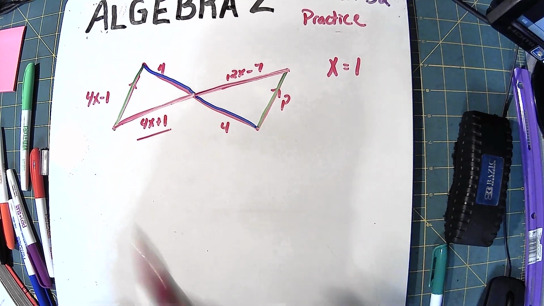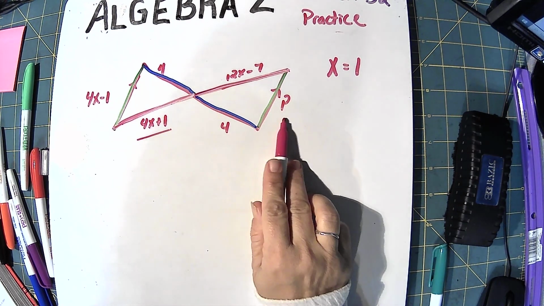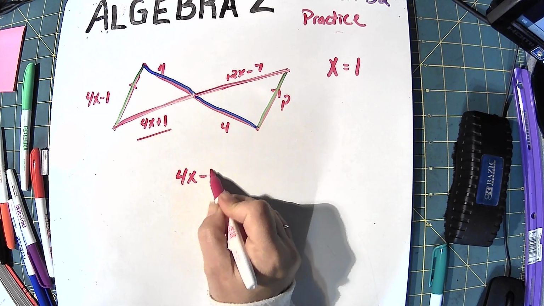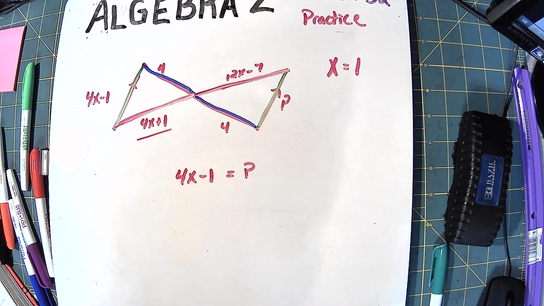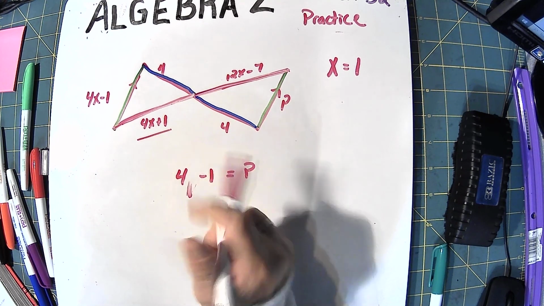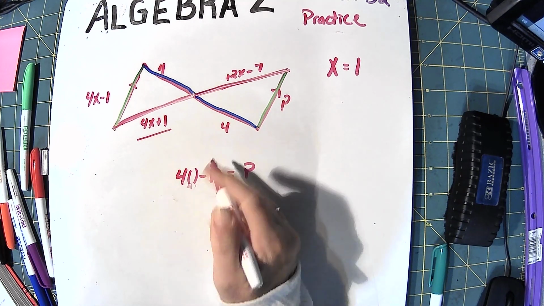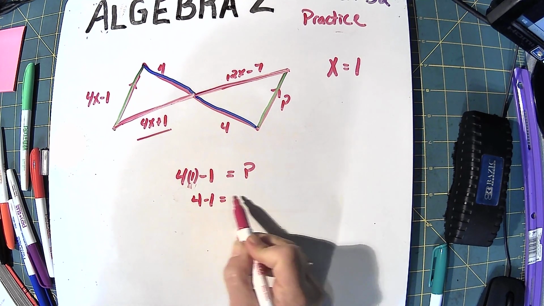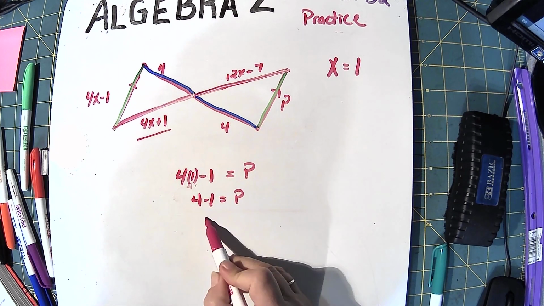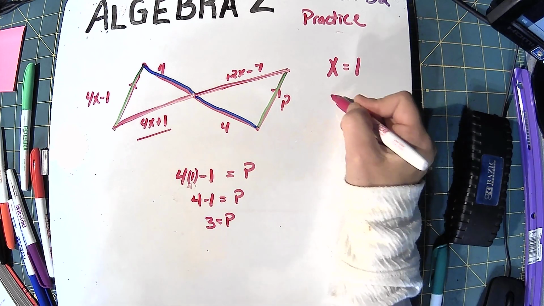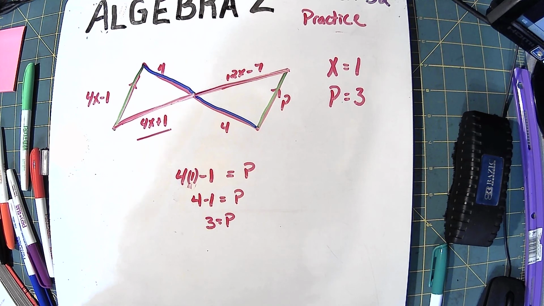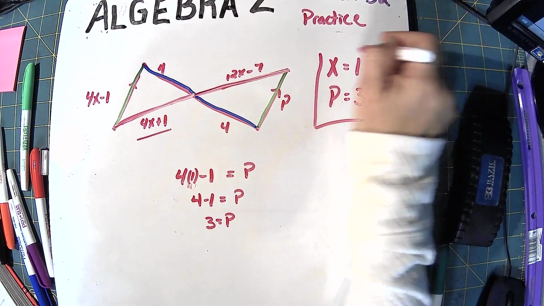To do that, I'm going to figure out how long this is, and then I'll know how much P is. Because 4x minus 1 would be equal to P. And we know that x is 1, so we're going to say 4 times 1 minus 1 equals P. 4 times 1 is 4, minus 1 equals P. 4 minus 1 is 3, so P is equal to 3. X equals 1, P equals 3. All right, so that is the answer to practice 32.